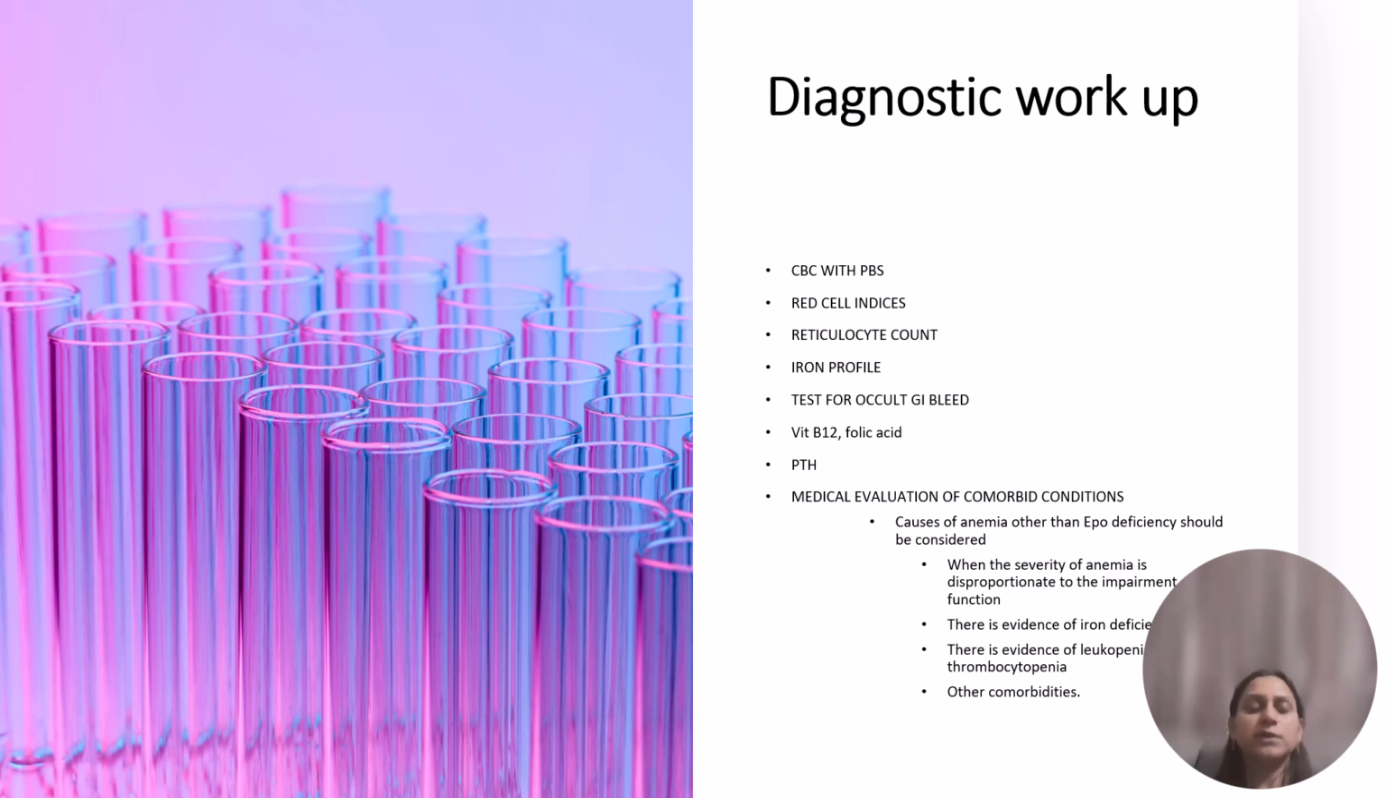So now coming to the diagnostic workup, this is what we have to ask for. Complete blood count with peripheral smear. Usually it is normocytic normochromic anemia in patients with chronic kidney disease. Red blood cell indices, reticulocyte count, iron profile, test for occult GI bleed, vitamin B12, folic acid levels, parathyroid hormone levels.